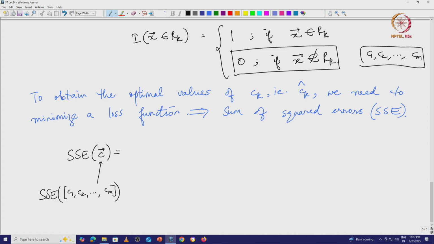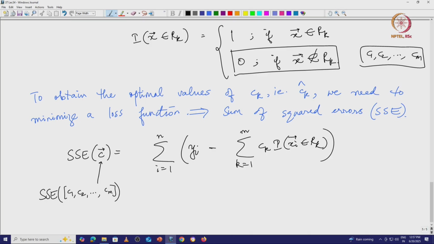So, this is the sum with i going from 1 to n. You have to go over all the data points and check the difference between the true value yi and the predicted value, which is the sum over k equals 1 to m of Ck times the indicator function of xi belonging to the region Rk. And then of course, this is whole squared because this is the L2 loss that we are using, the sum of squared errors, and here clearly this is the predicted value, and this here is the true value.